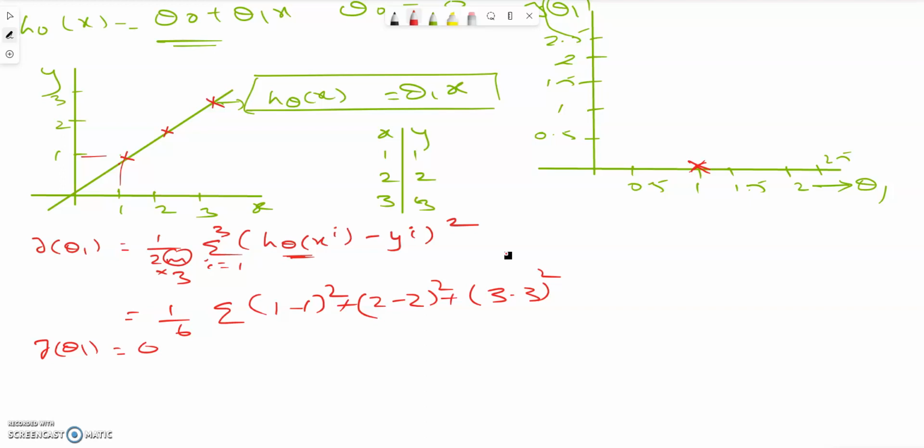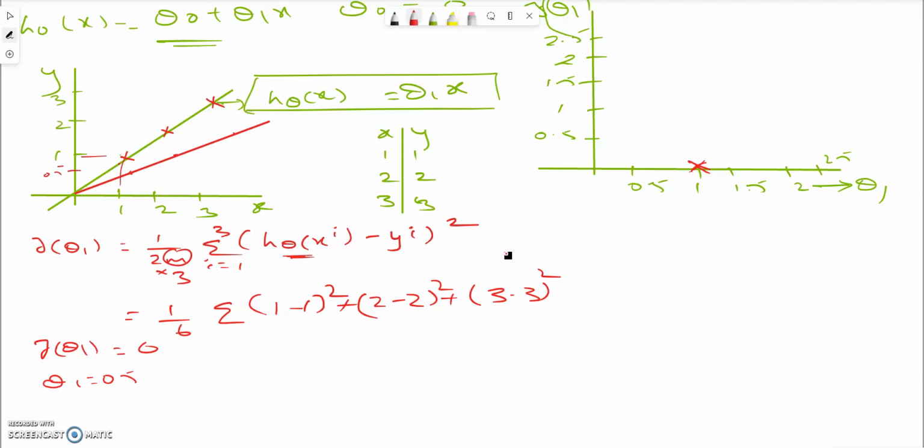Now let me put some other value here. I want to use theta 1 is equal to 0.5. Suppose I have a slope of 0.5, what will my line look like? It will be somewhere like this, right? This will be 0.5, and 0.5 by 1 will be my slope. So this will be my prediction point here.